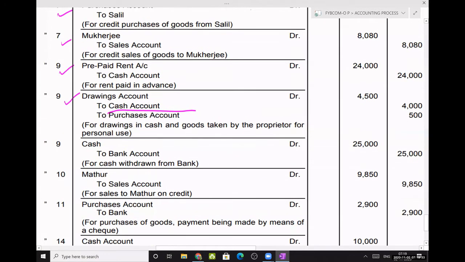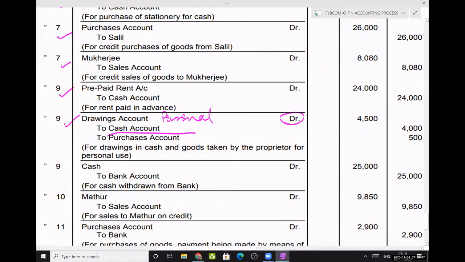So what will be the journal entry? Drawings account debit. Again, which rule applies to drawings? Drawings account is which type of account? It is a personal account. So what is a personal account? We debit the receiver. And cash is which? Real account. Credit for goes out. Purchase is which account? Obviously real account, because there are goods.